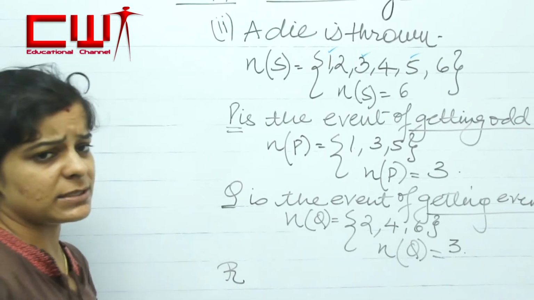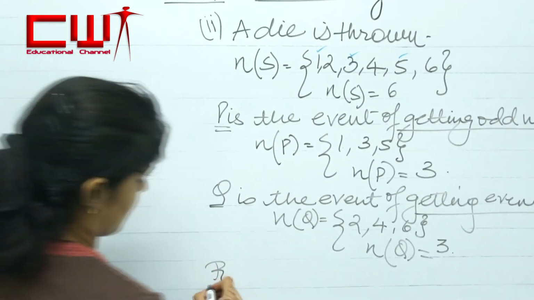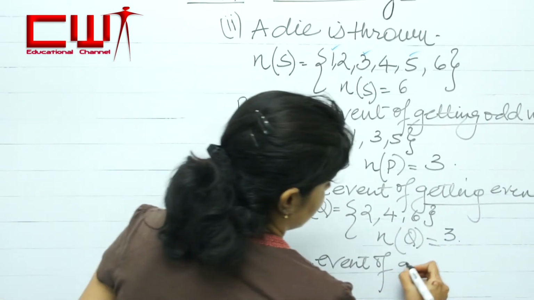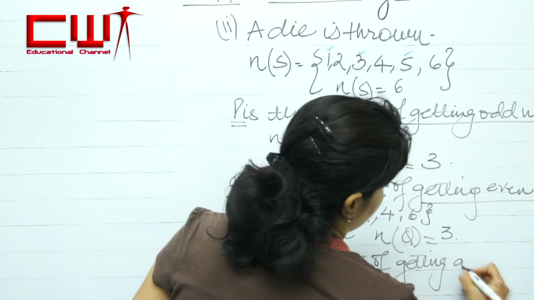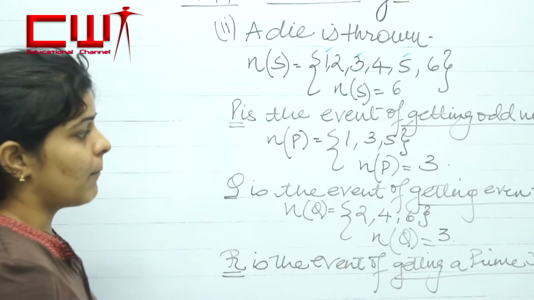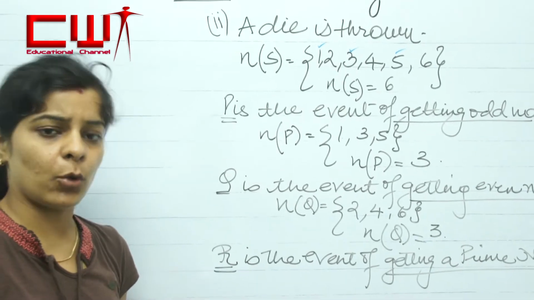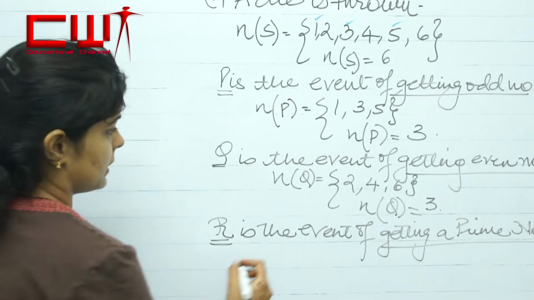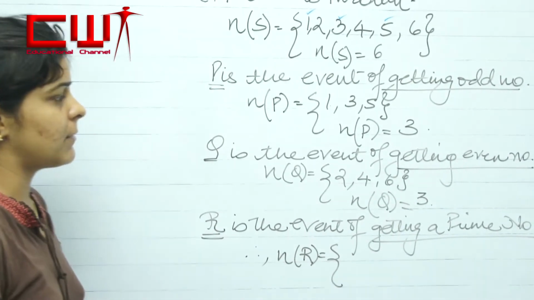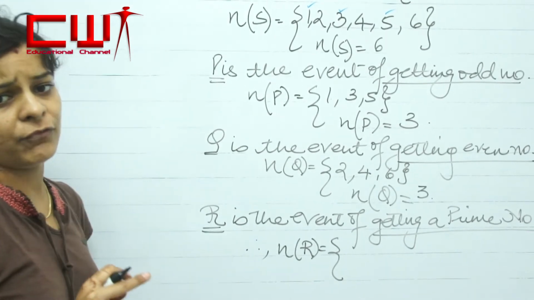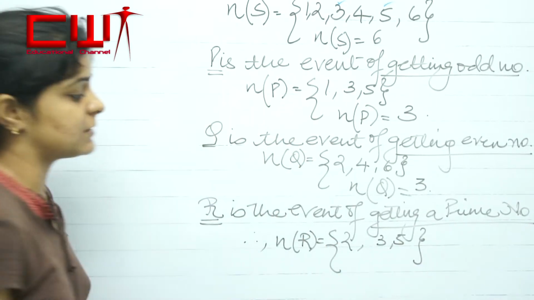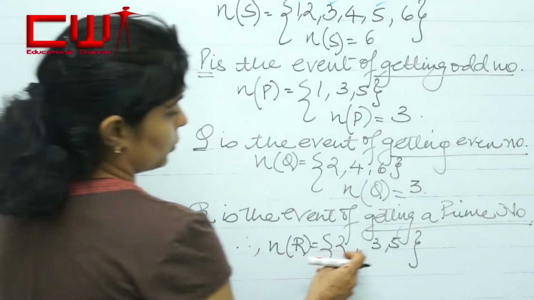See the third one. R is the event of getting a prime number. Prime number means those which are divisible only by themselves; they arrive in their own table, nowhere else. So what is n(R)? 1 is not a prime number. 2, 3 and 5 are divisible only by themselves. How many? 2, 3 and 5.